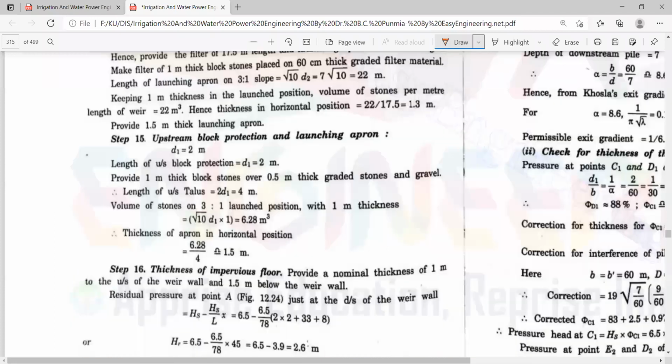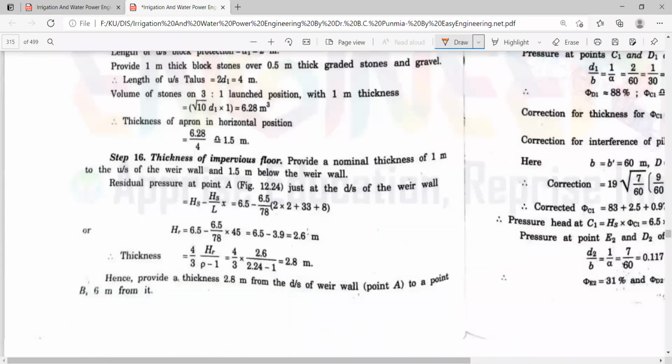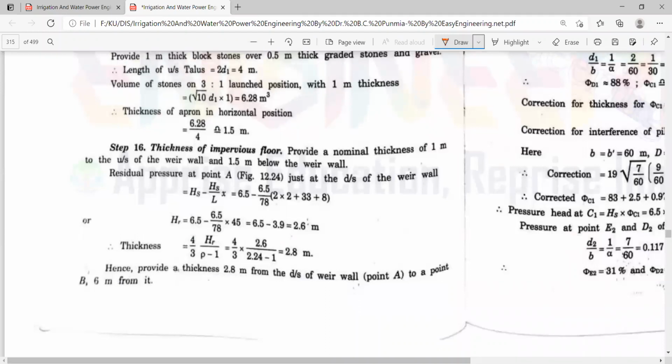The main thing after that is we need to calculate the thickness of the impervious floor. So we have designed the length of the upstream side and downstream side protection works, that is the launching aprons and all those things. Now we need to calculate the thickness of the impervious floors.